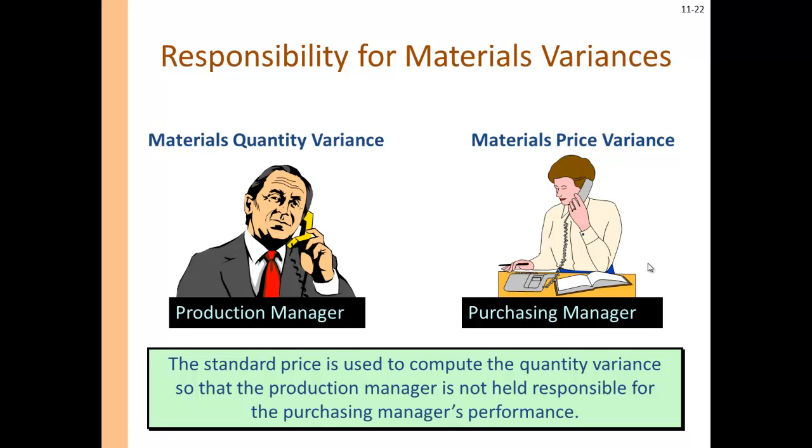Responsibility for the materials variance. So there's a materials quantity variance. That would be the production manager. They're the person in charge of producing the product, or the people that produce the product. The production manager, he or she, would have an ability to control what's happening on the production floor, but they really don't have an opportunity to control price. Price is controlled by the purchasing manager in most manufacturing settings. The standard price is used to compute the quantity variance so that the production manager is not held responsible for things that are really the purchasing manager's fault.